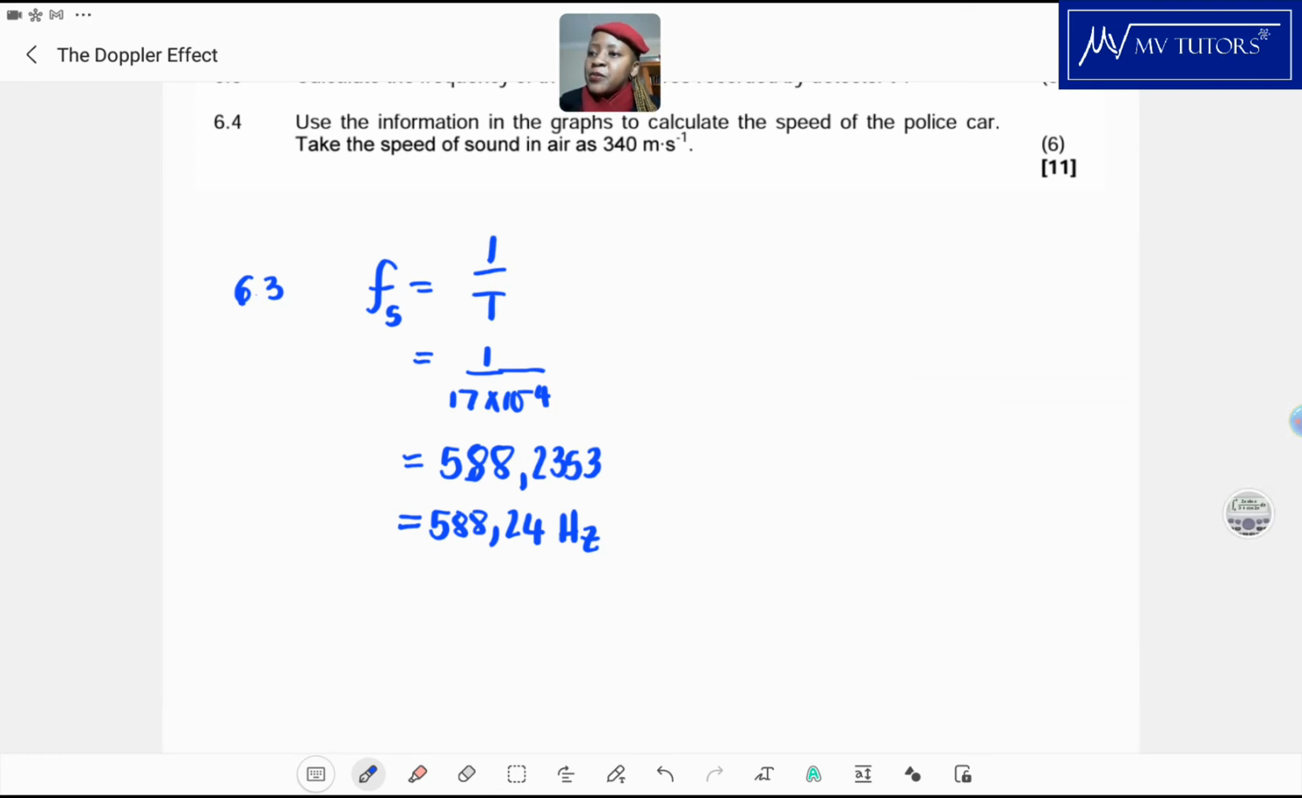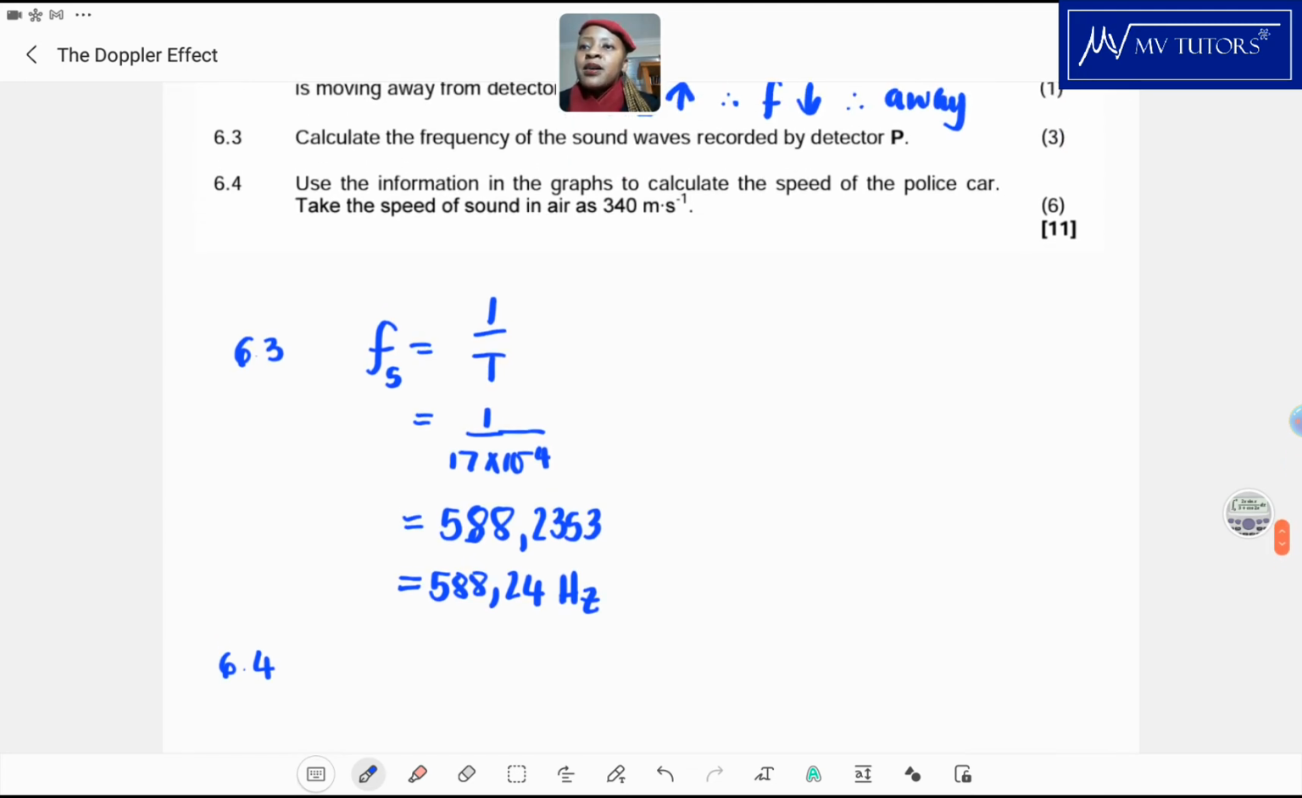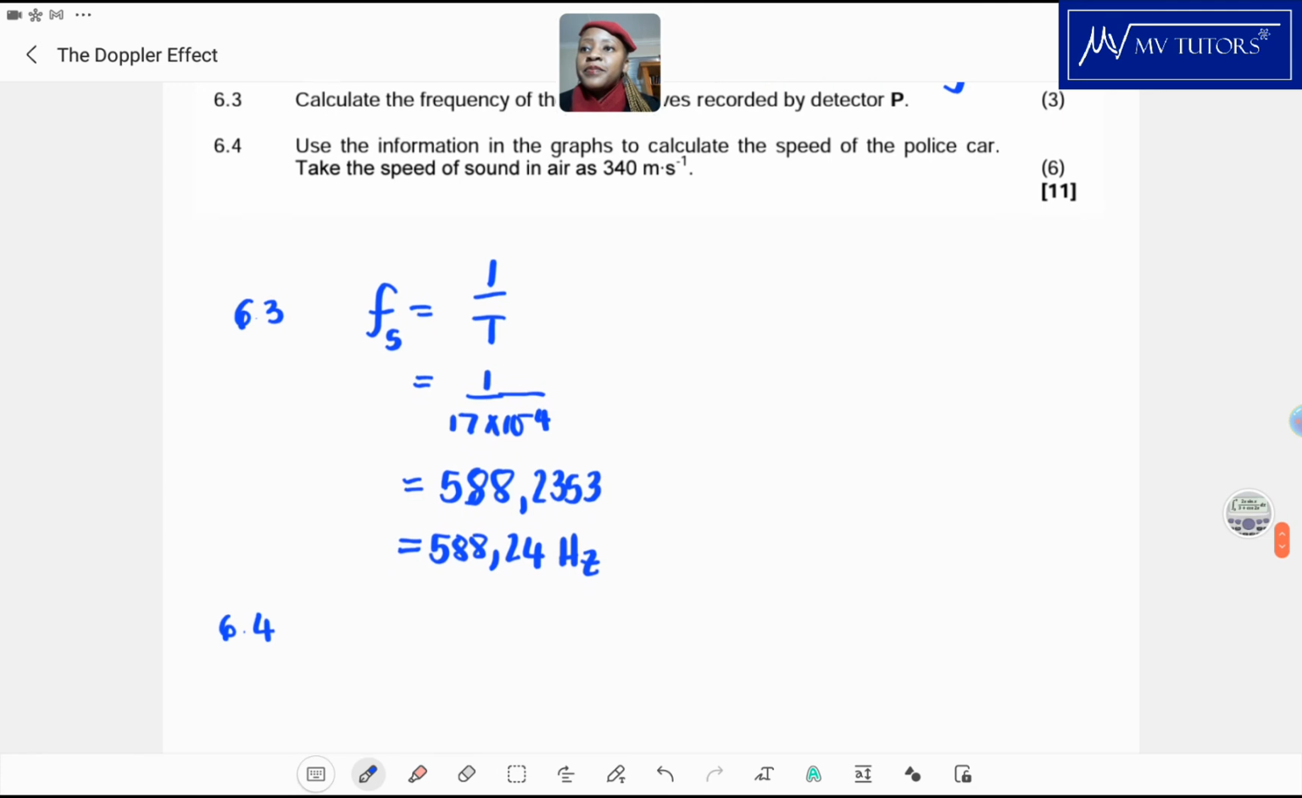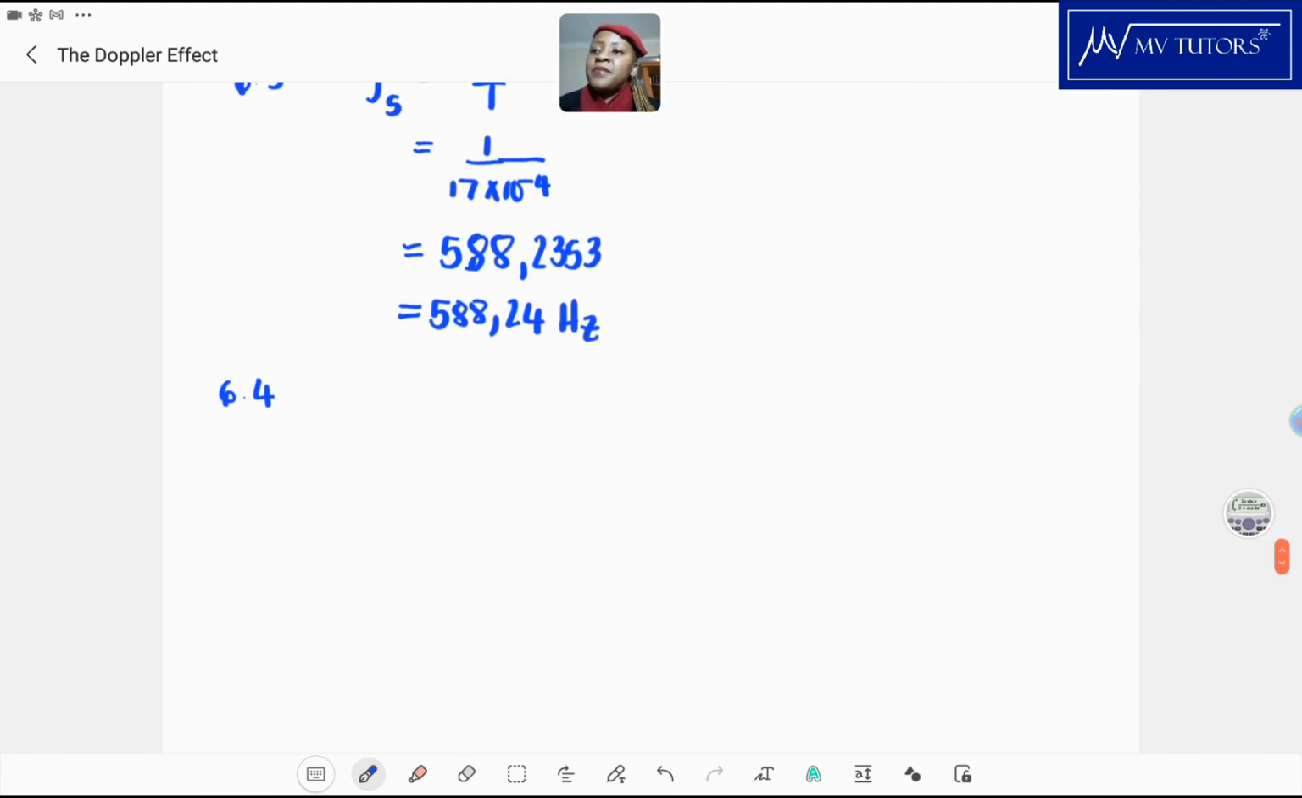Okay, right, and then now 6.4: use the information in the graphs to calculate the speed of the police car. Remember it's moving at a constant speed. Again, using the Doppler effect equation, the frequency of the listener is equal to the frequency of the source, and we're in air, so the velocity, oh my gosh, sorry guys, the velocity of the source and the velocity of the listener.